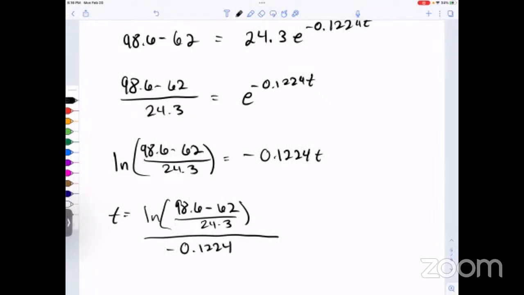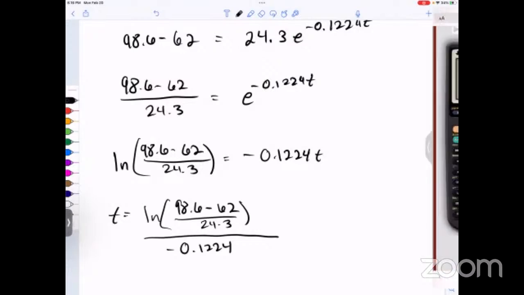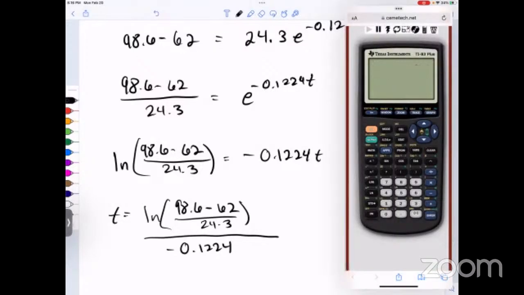So then let's get our approximation. So we're going to say the log. Now the numerator, we got this 98.6 minus 62 divided by 24.3, okay? So that closes off the log. Then we want to say whatever that answer is, we want to say divided by negative 0.1224, okay?